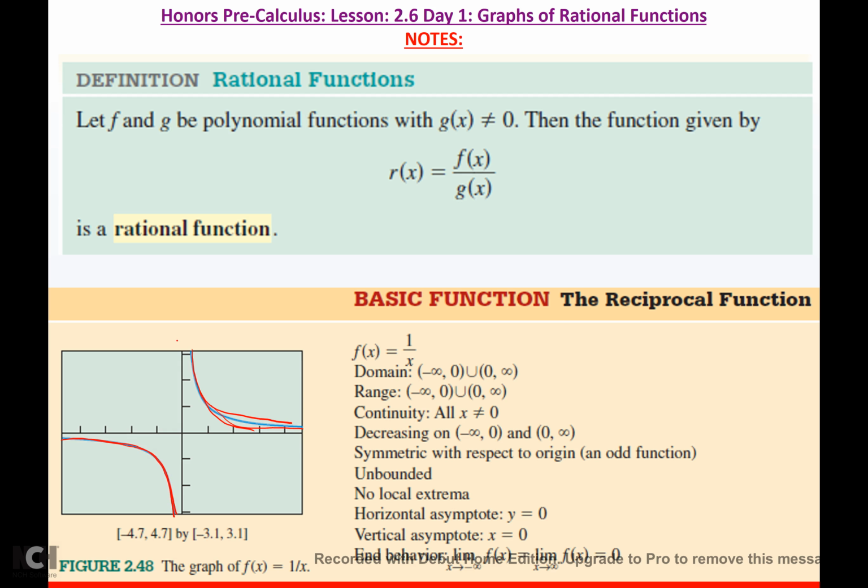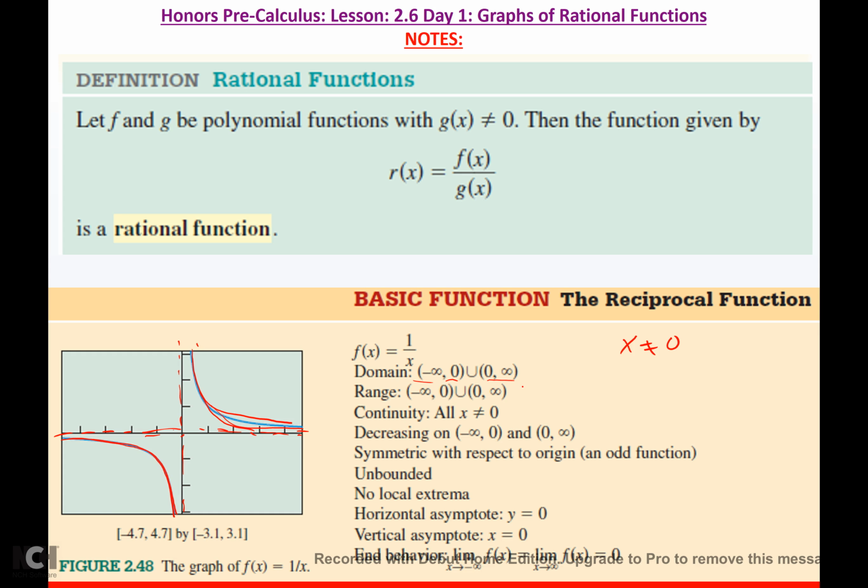Your domain, there's obviously a jump there because the denominator can never equal 0. So your domain goes from negative infinity to 0 and then 0 to infinity. There's also a horizontal asymptote here. So there's a break in the graph. So your range goes from negative infinity to 0 and then 0 to infinity. It's continuous on all x not equal to 0.